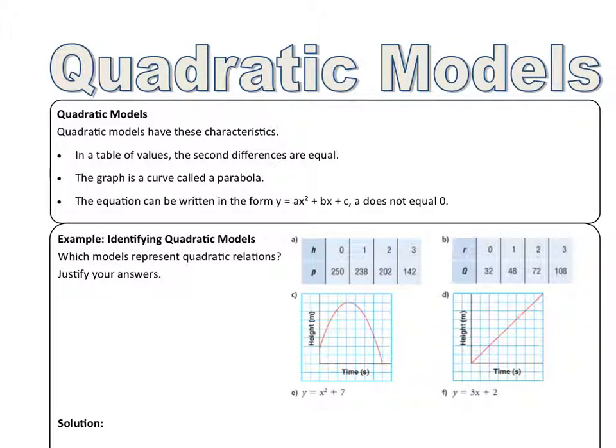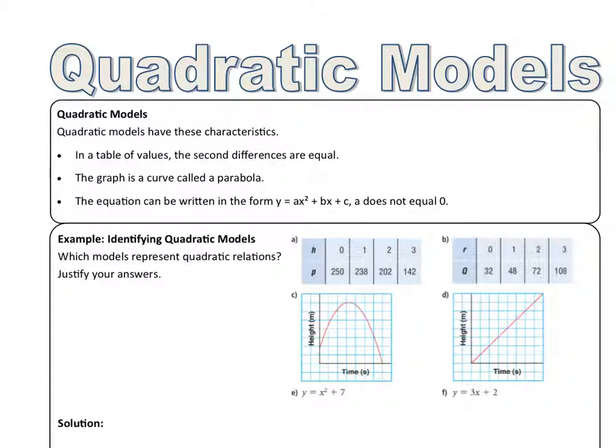Hey guys, so this lesson is going to be about quadratic models. Last lesson we did the linear models, so I'm going to show you what the difference is and how we can tell if it is a quadratic model this time. Quadratic models have these characteristics. In a table of values, the second differences are equal, and I'll show you how to do that. The graph of a curve is called a parabola, and I'll show you the features of that.